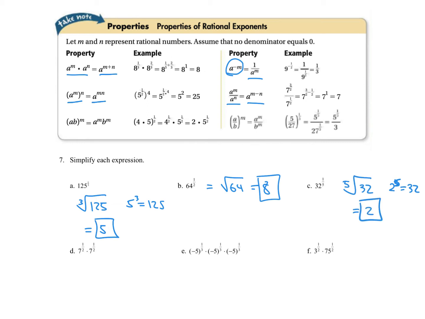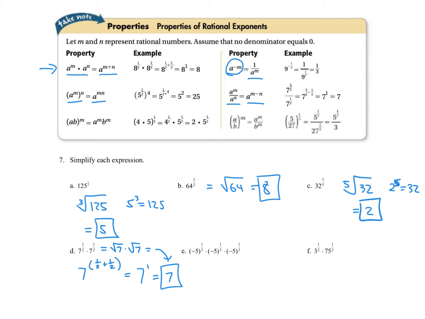Now we're going to apply some properties of exponents in part D. We're multiplying exponential expressions with the same base. So we want to add the exponents, just like in this property up at the top. So this is going to be 7 to the 1/2 plus 1/2 power. And 1/2 plus 1/2 is 1 whole. So we get 7 to the first, which is just 7. You could also think of this as the square root of 7 times the square root of 7, which is 7.